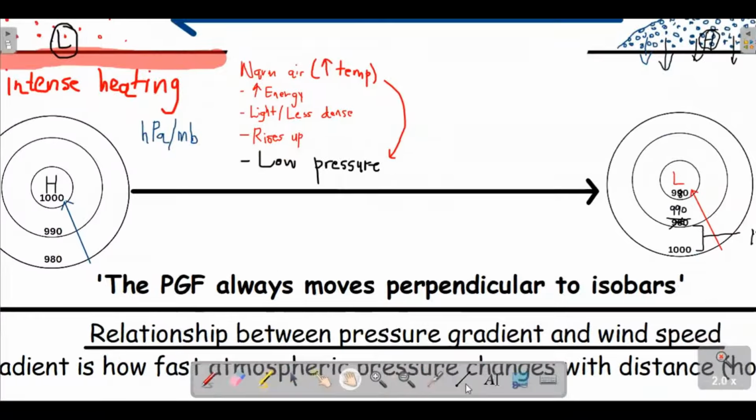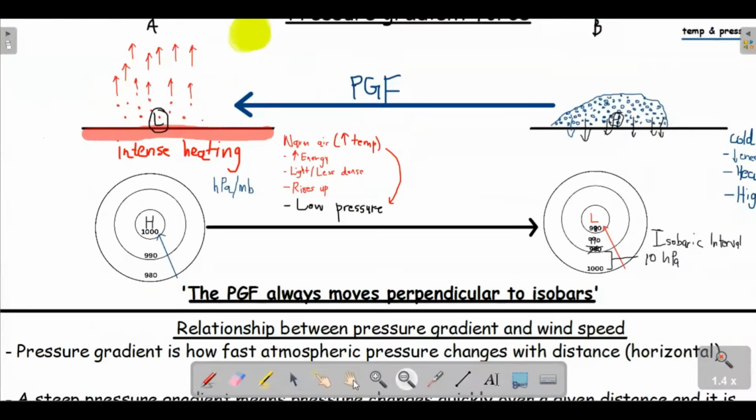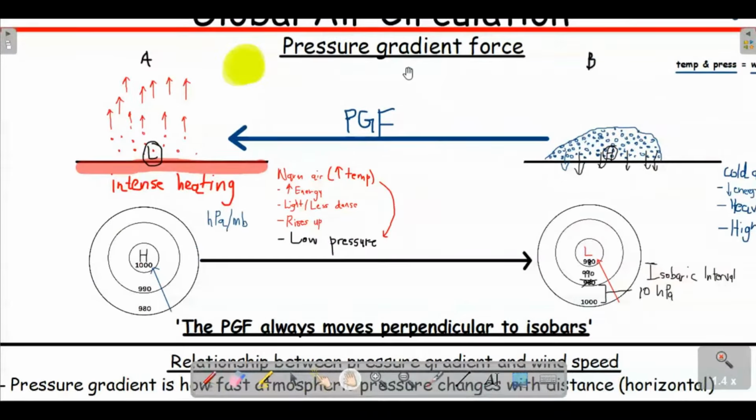And the pressure gradient force is always perpendicular to isobars. Okay, it's always going to move perpendicular to isobars. I will demonstrate this as we move on, but it is important to note that the pressure gradient force is always perpendicular to isobars. So that's what we mean there, guys. The pressure gradient force moves air from an area of high pressure to an area of low pressure.